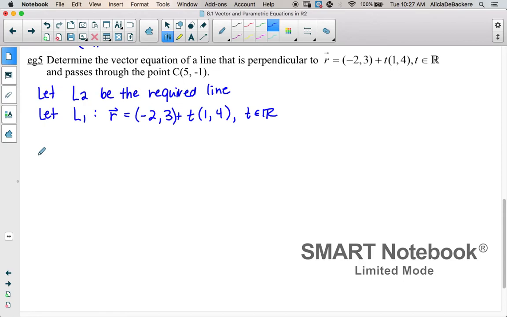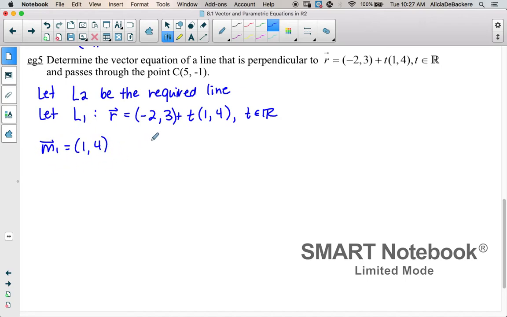Okay, now the direction vector of the line that they gave me is 1, 4. Because I've already labeled this as L subscript 1, when I'm talking about the direction vector, I can just say M subscript 1, and you're going to know which line I'm talking about. We always use M as a direction vector. So the direction vector for line 1 is 1, 4. What I need in order to come up with the vector equation of the required line is a direction vector for that line. Since these 2 lines are perpendicular, I'm going to use this direction vector to help me.